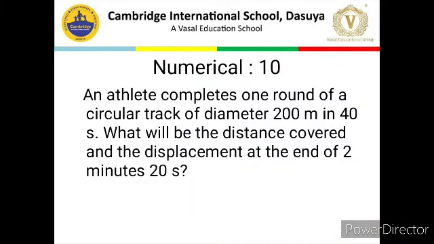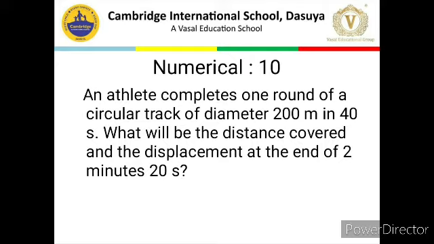Numerical 10. An athlete completes one round of a circular track of diameter 200 meter in 40 seconds. What will be the distance covered and the displacement at the end of 2 minutes and 20 seconds? Now here the diameter of the track is 200 meter. It means the radius of the track will be 100 meter.